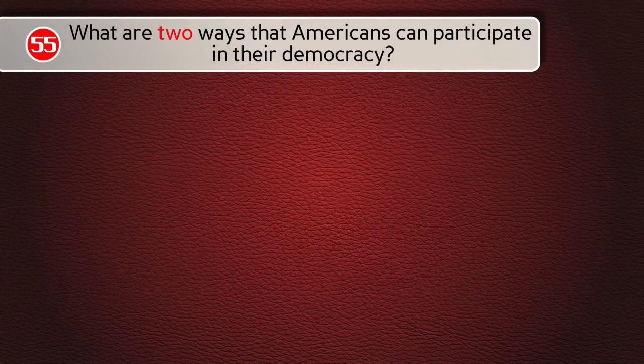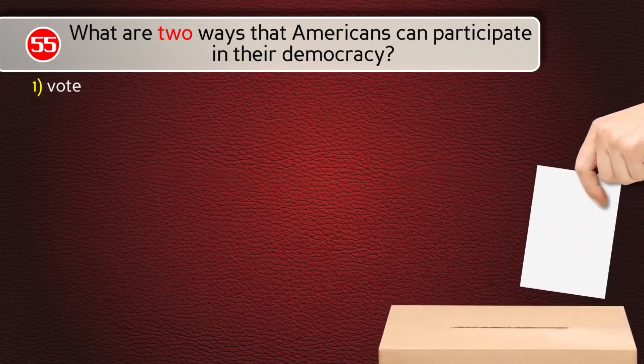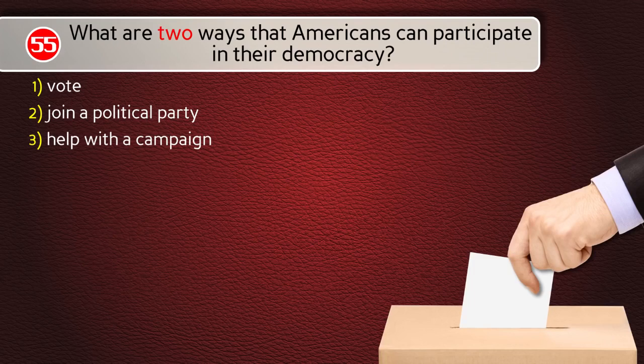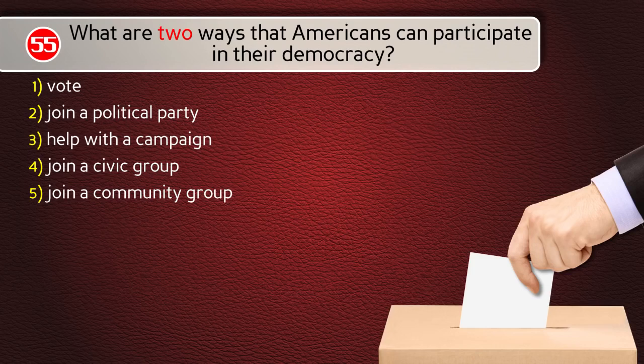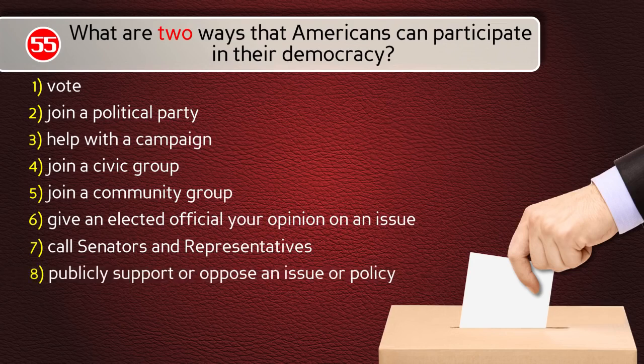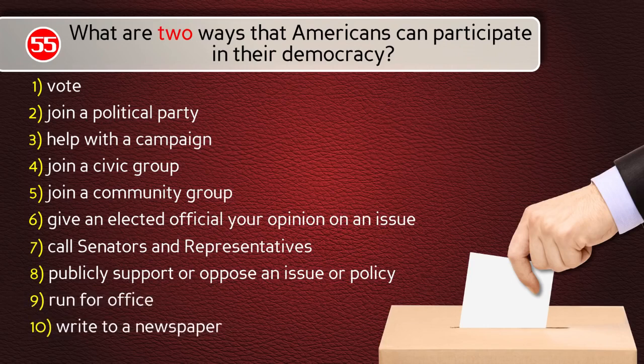What are 2 ways that Americans can participate in their democracy? Vote. Join a political party. Help with a campaign. Join a civic group. Join a community group. Give an elected official your opinion on an issue. Call senators and representatives. Publicly support or oppose an issue or policy. Run for office. Write to a newspaper.